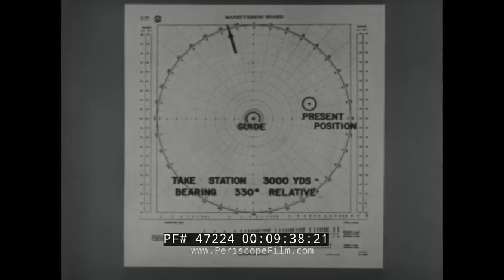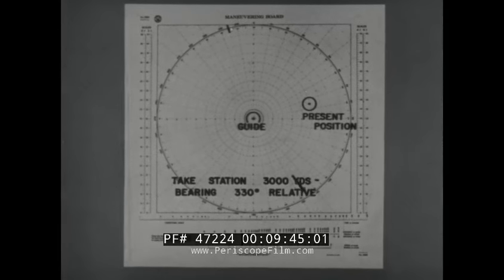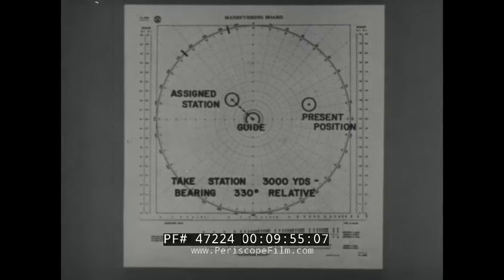Now mark your assigned position, 330 degrees relative from guide. To do this, correct for the guide's course. This will determine your true bearing from the guide as 315 degrees. Measure 3,000 yards from the guide in the center. Mark your assigned station.